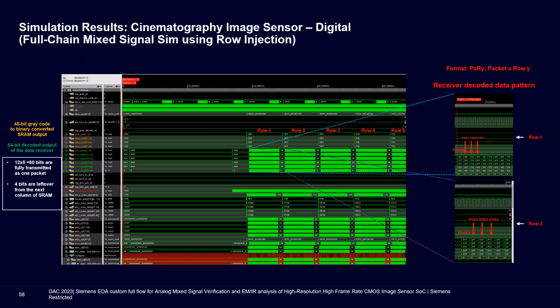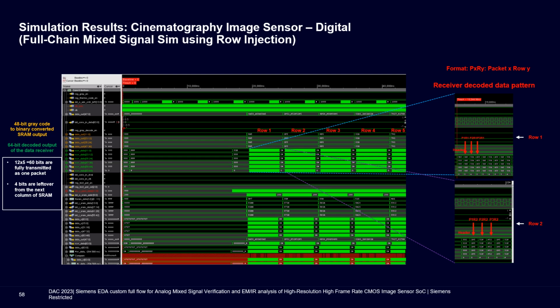Next, we look at the results of the 64/66-bit data encoding and serial data communication. As shown in the figure below, the 48-bit gray-coded output of the SRAM for a particular row time is first converted to its binary equivalent, and then the digital logic combines data from multiple row times in a 64/66-bit encoded data stream. The encoded data is serialized at more than 5 Gbps data rate and transmitted out using a CML driver to be decoded by an off-chip FPGA receiver.